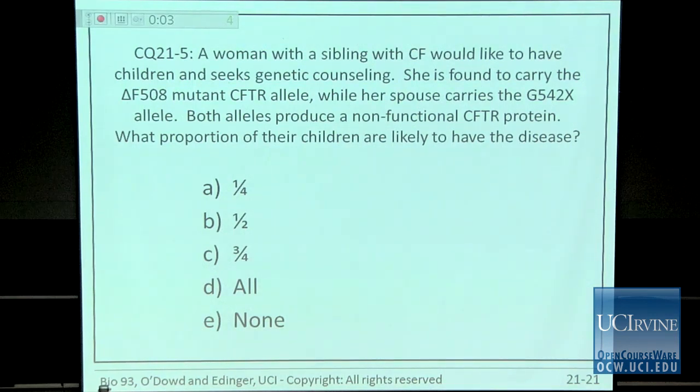This one is a woman who has a sibling with CF, would like to have children, and seeks genetic counseling. So if I had a brother with CF, I know that my kids would be at risk, and I would go see a genetic counselor. This woman is found to carry the delta F508 mutant of the CFTR protein, while her spouse has a different mutant, G542X. So this delta means it's missing. So phenylalanine 508 is missing. It's a very common CF allele. This one is a little bit more rare, but both alleles produce non-functional protein. What proportion of their children are likely to have the disease?